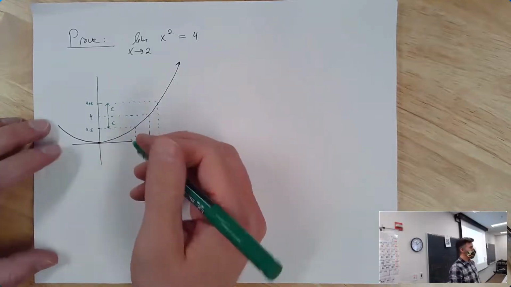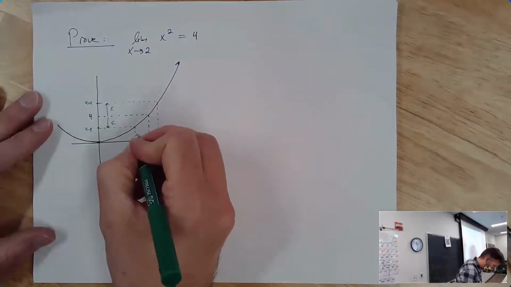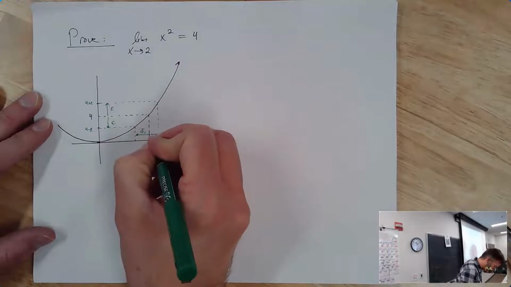So typically when you can see that the values of delta are different on either side, which is almost always going to be the case for a non-linear limit, we usually do something like call one of them delta 1 and one of them delta 2.